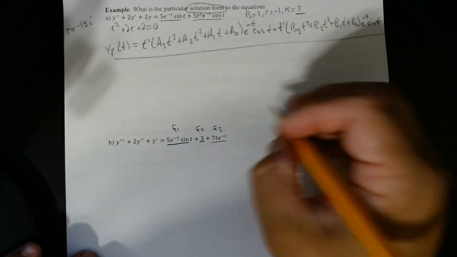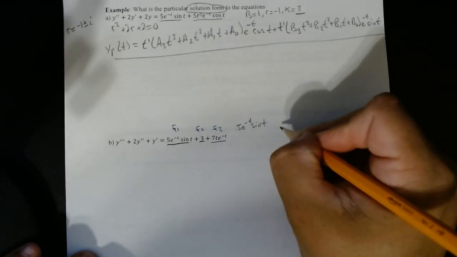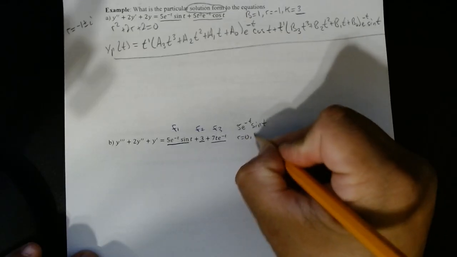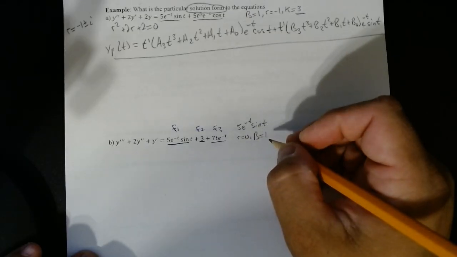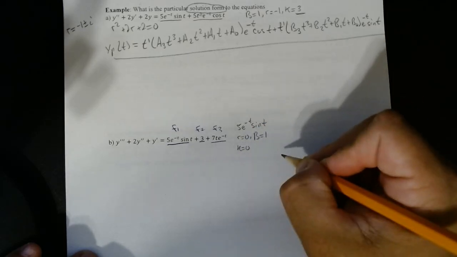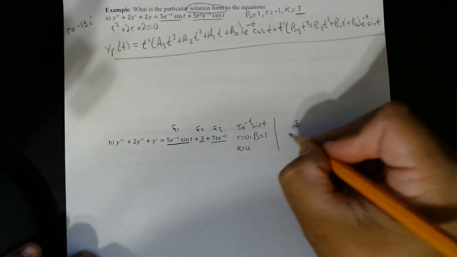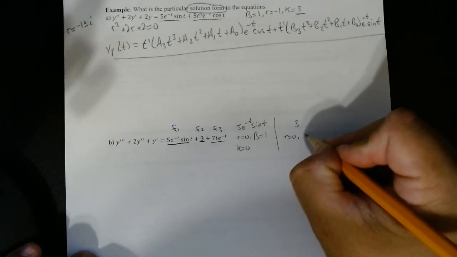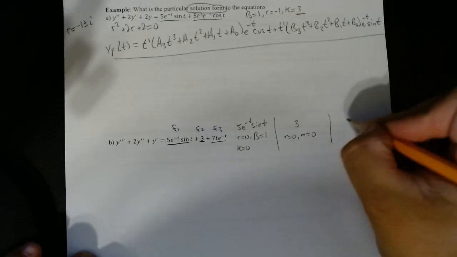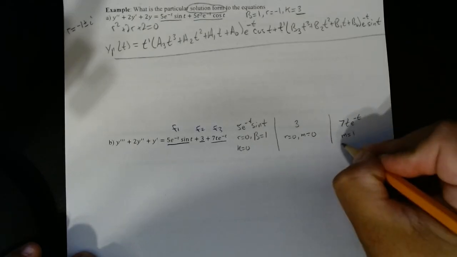So we'll do the first part. Okay? So in this case, we have R to be 0, B to be 1, and K 0. I think that's all we need. For 3, R is 0, N is 0, and that's it. Okay. And then for the last one, we have M to be 1, and R is negative 1.